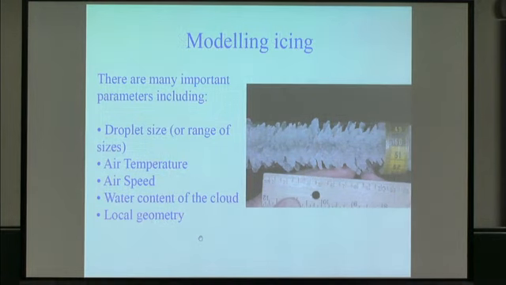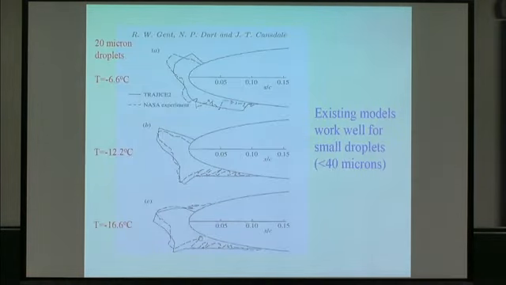If we're trying to model some of this, then there are many important parameters involved. There's the droplet size and shape, also the temperature and speed of the oncoming air, and how much water content is in the cloud you're going through, and then the local geometry, the shape of the wing or the fuselage. All these things have to be taken into account, but despite all that complication, engineering models can do pretty well.